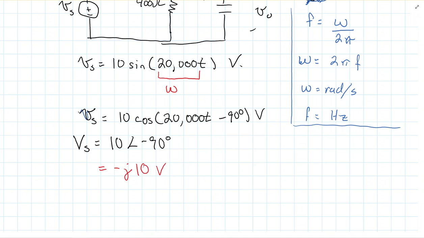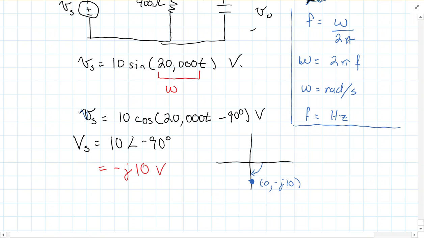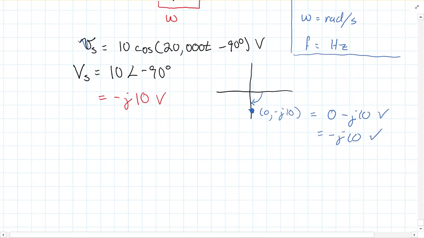And again, you want to be able to do those kinds of conversions quickly here. If you just look at a graph, you've got 10 at an angle of negative 90 degrees. So you go negative 90, which would take you down here, and then you'd have 10, which maybe is right here. If we're looking at the coordinates of that, that'd be 0, negative j10. And so if we wanted to write that as a complex number, that would be 0 minus j10, which is simply just minus j10 volts. So it's useful to be able to do that conversion.